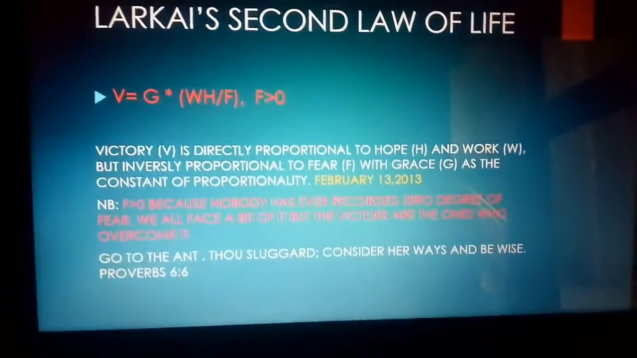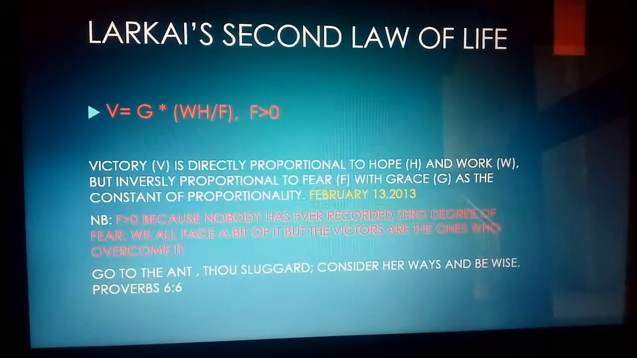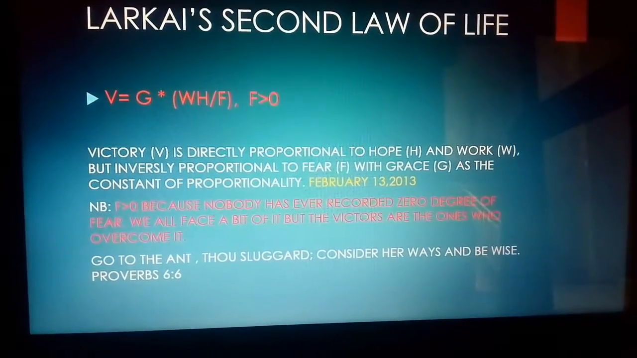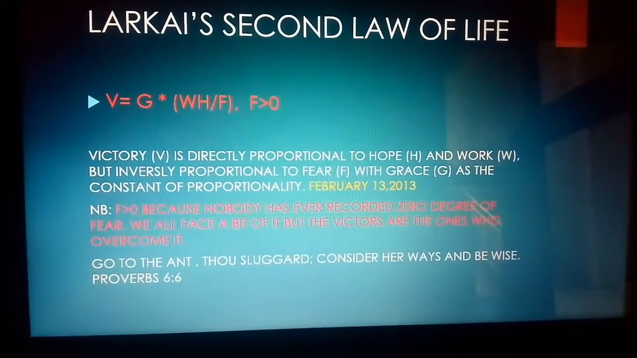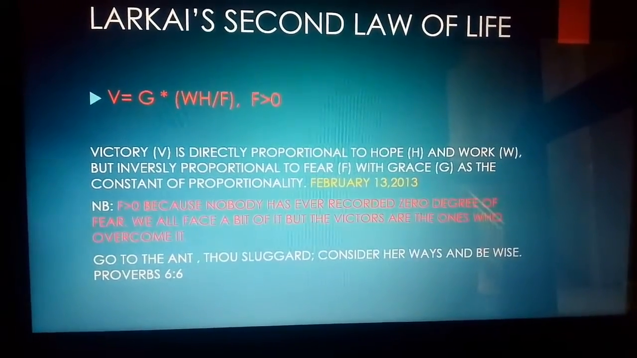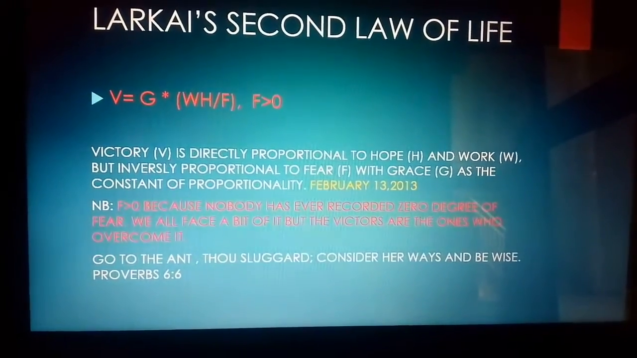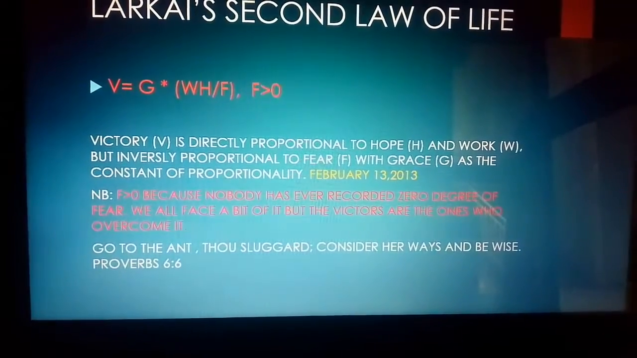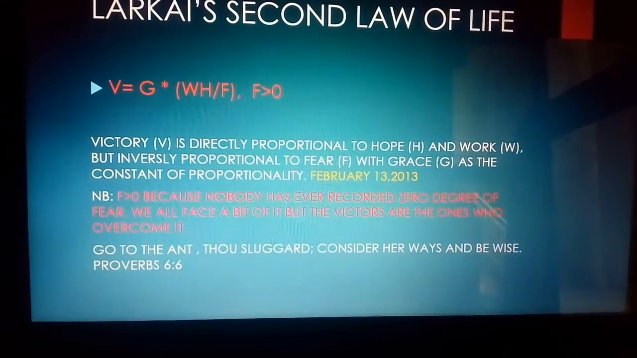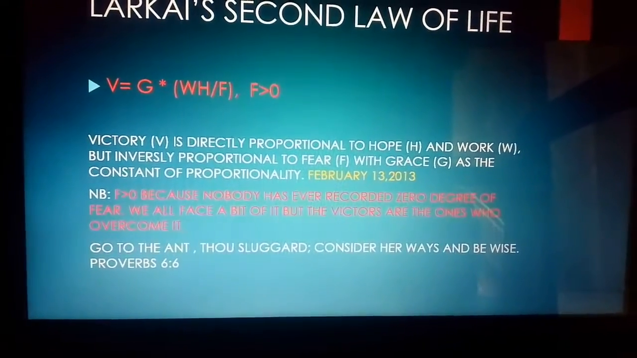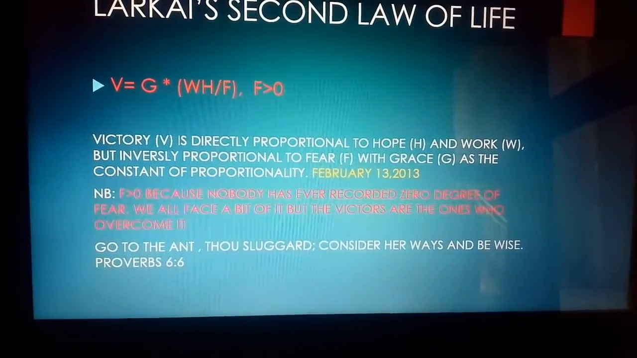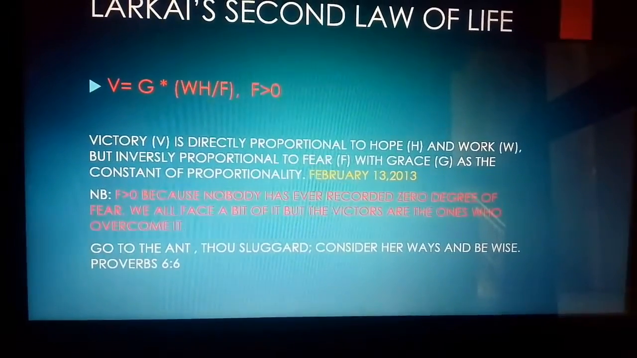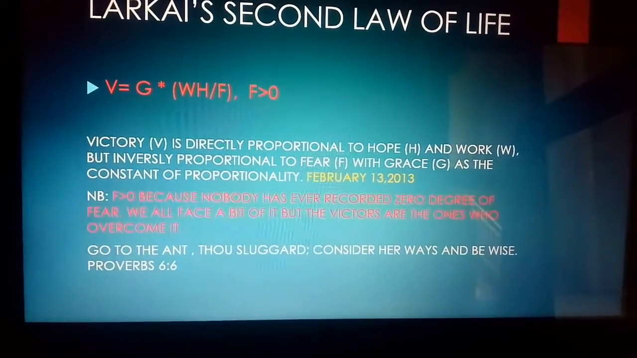This one has to do with victory, and it's one thing I'm sure we all aspire to attain. Victory is influenced by various parameters as expressed in the equation above. G, which represents grace, H, which represents hope, W, which represents work, F, which represents fear. Note, F here is greater than 0 because nobody has actually recorded 0 degree of fear. We all face a bit of fear, but the victors are the ones that overcome them.